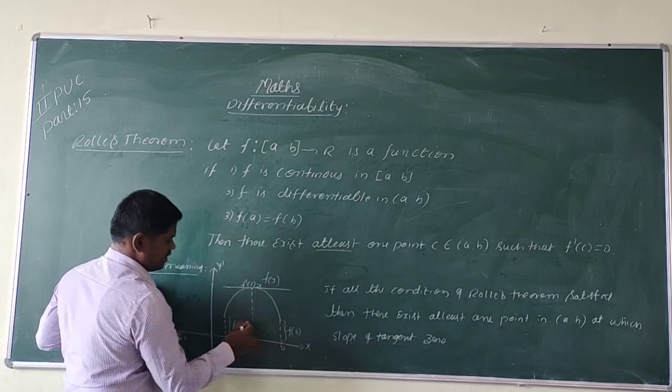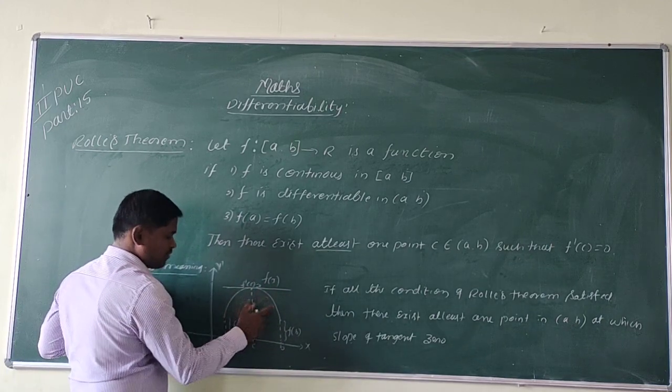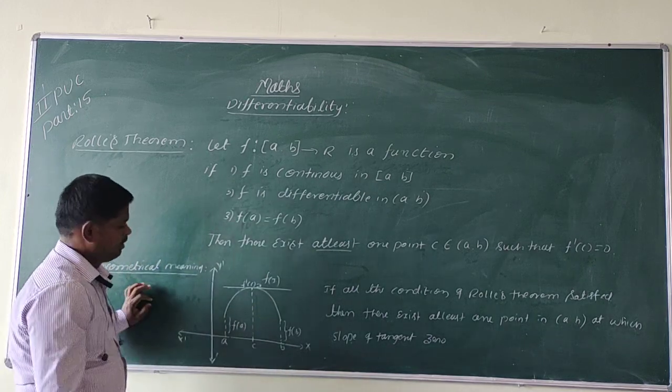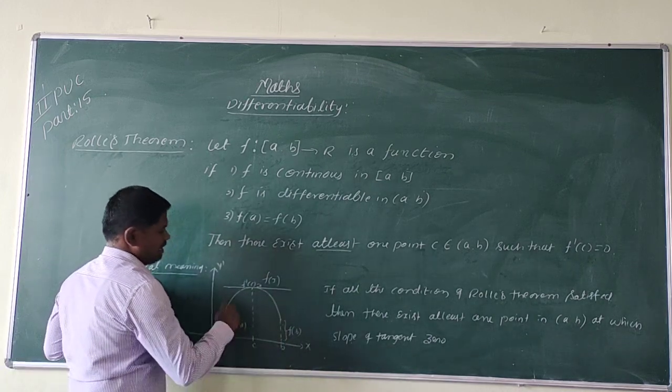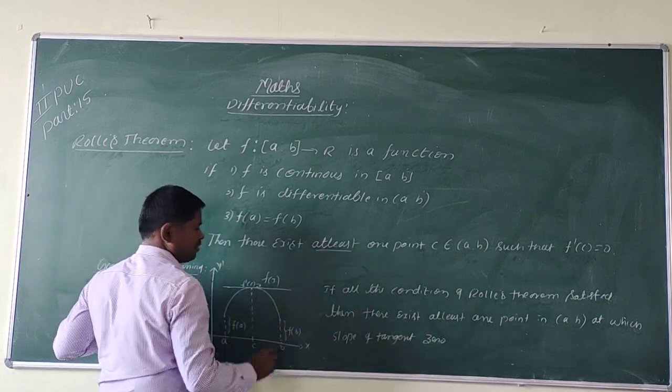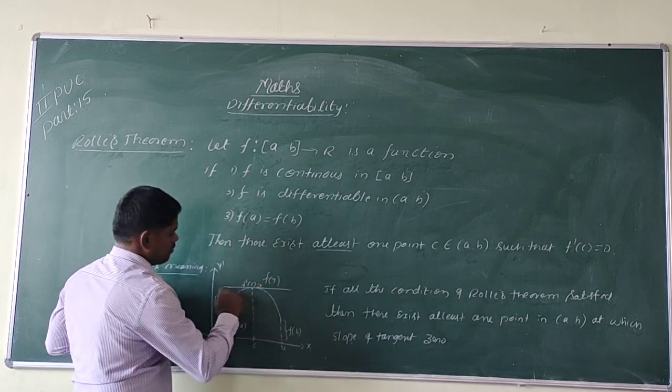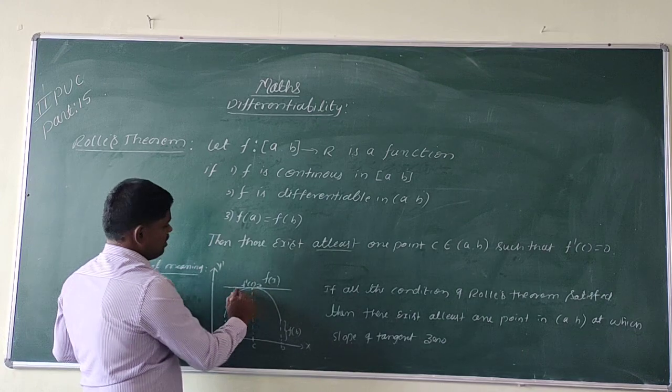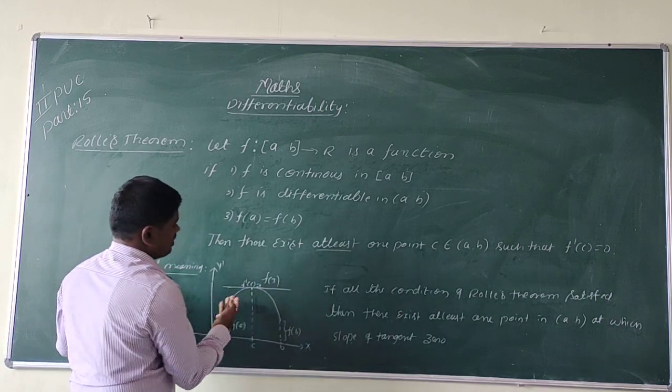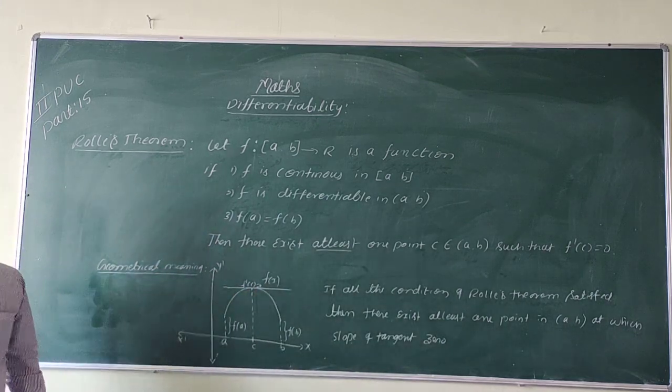That means f(x) is continuous, f is differentiable in the open interval (a, b), and f(a) is equal to f(b). Then there exists one point in (a, b) at which the slope of the tangent is 0. This is the tangent. The slope of this tangent is 0. That means f'(c) is equal to 0.